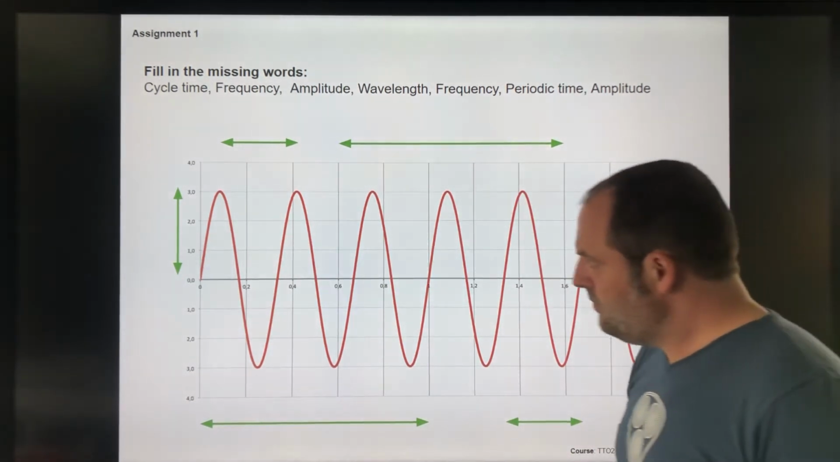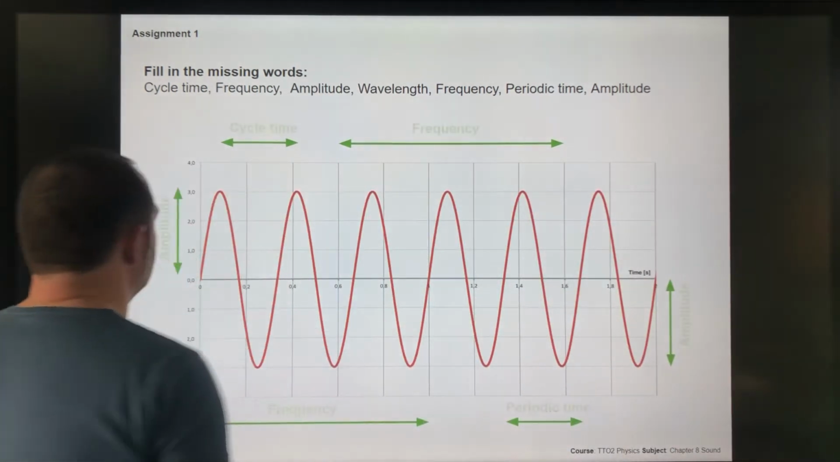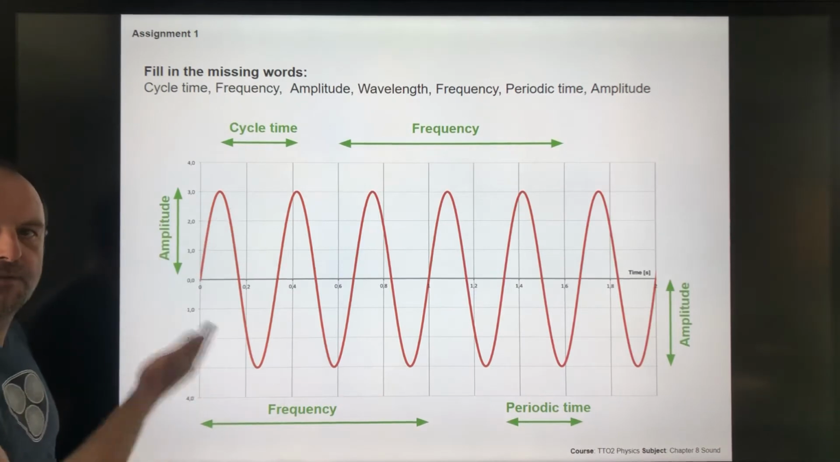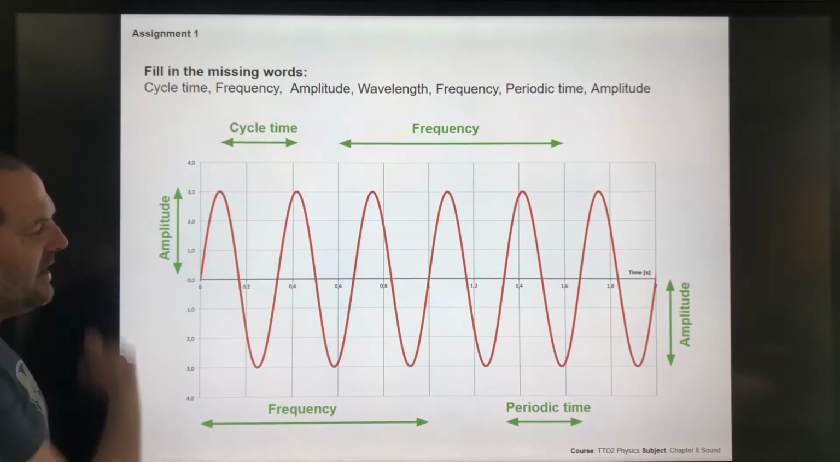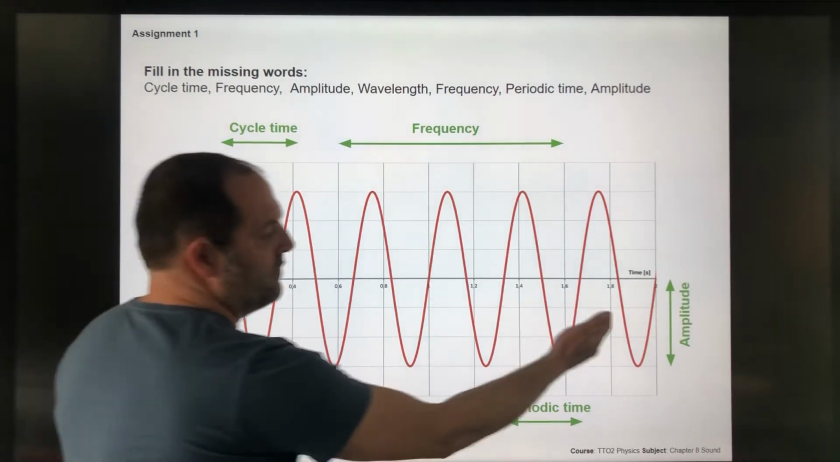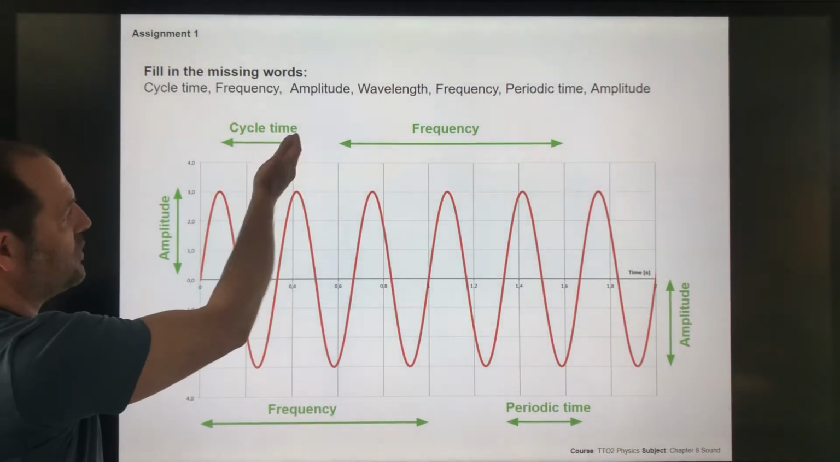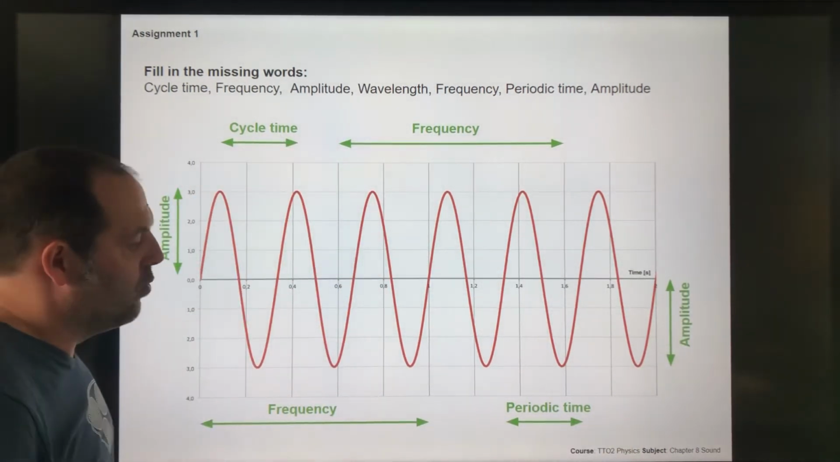Well, here are the results. Let us first start with the amplitude. That is of course the vertical displacement of that molecule. So that is the amplitude. The amplitude is also given over here. Then this is going to be the cycle time, the time that it actually took for one wave.